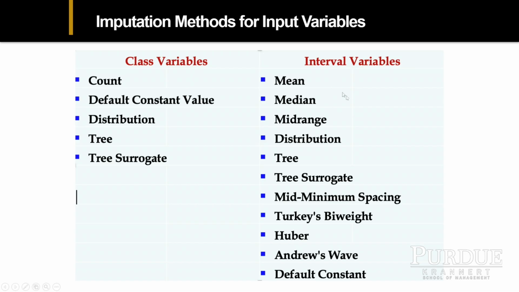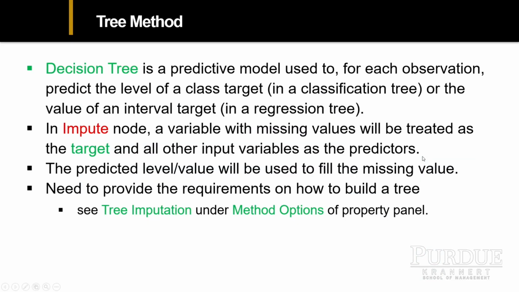For the interval variable, as I mentioned, there are mean, median, and so on, and tree methods here, and we also have some robust methods like the Tukey method or Huber method. Those are more robust compared to simple predictive modeling. We're going to focus on one method called the tree method here. The tree method, or decision tree, is a predictive model, so we use the predictive model to predict the missing values.